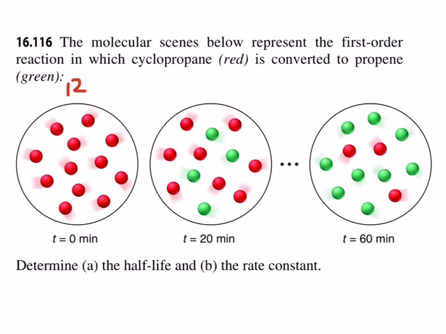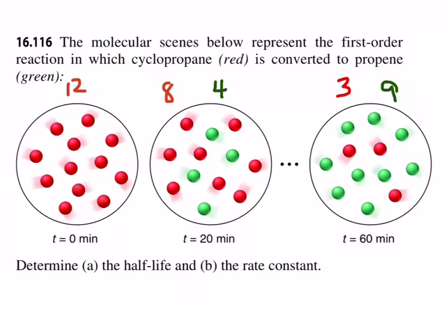After 20 minutes, we have 1, 2, 3, 4, 5, 6, 7, 8 reds, and we have 1, 2, 3, 4 greens. After 60 minutes total, we have 1, 2, 3, 4, 5, 6, 7, 8, 9 greens, and we're left with only 3 reds at that point. So we need to know the half-life and the rate constant.